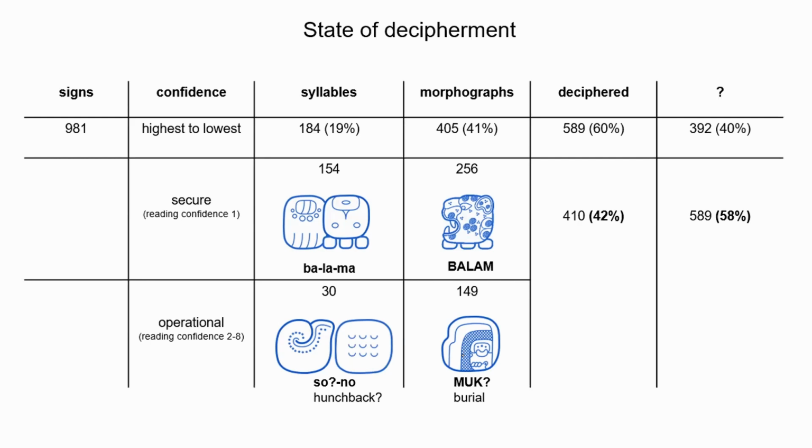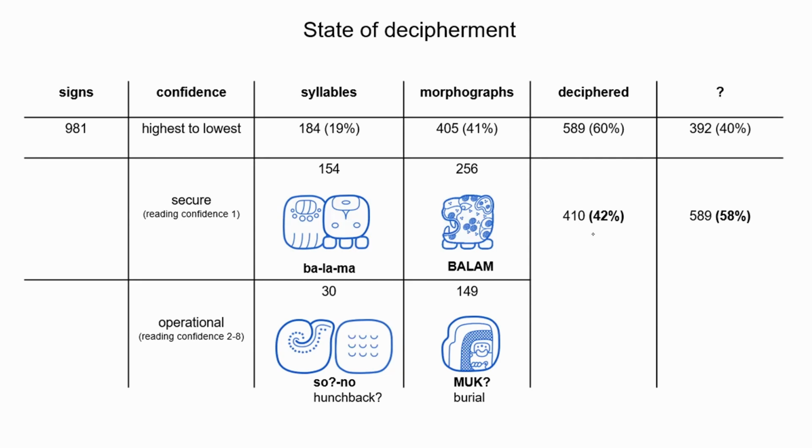If we don't care about the confidence levels, we can say 60% of the signs are deciphered and 40% are not deciphered. But if we only consider the glyphs with the highest confidence, we can read less than half of the hieroglyphic inscription.